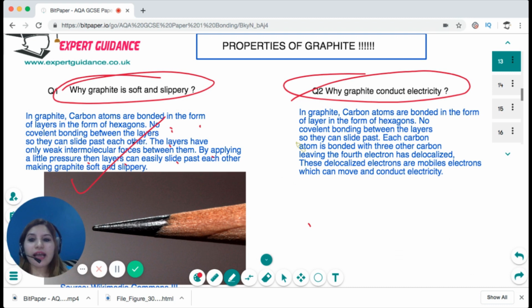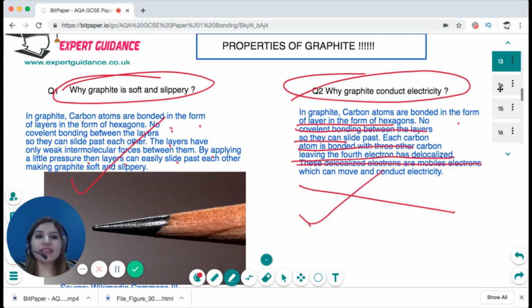On the other hand, in graphite, carbon atoms are bonded in the form of layers, in the form of hexagons. No covalent bonding is present between the layers, so they slide past each other. Each carbon atom is bonded with 3 other carbons, leaving the 4th electron as delocalized. And these delocalized electrons are mobile electrons which move and conduct electricity.